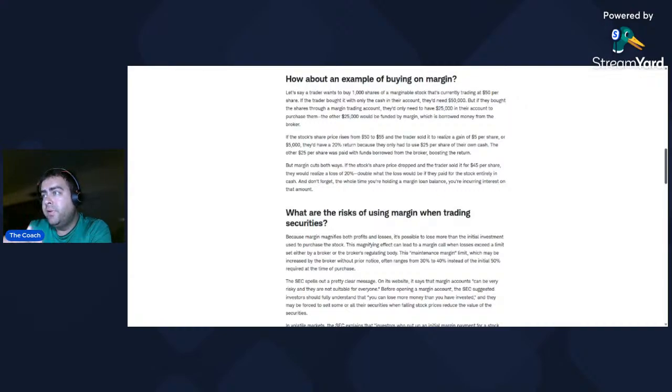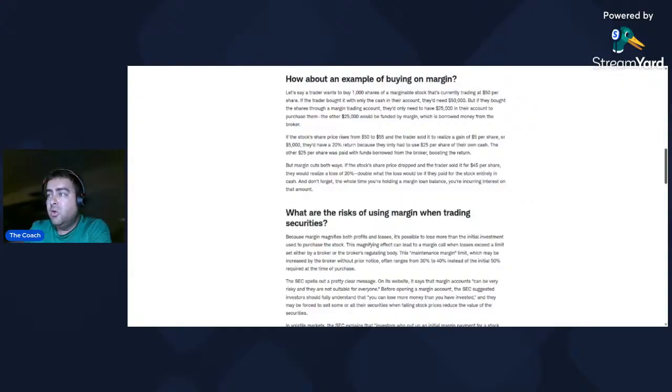The other 25,000 will be funded by margin, which is borrowed money from the broker. And for me, I guess with the margin I'm using, I don't pay any interest because I'm winning all my options trades. If the stock share price rises from 50 to 55 and the trader sold it to realize a gain of $5 per share or 5,000, they'd have a 20% return because they only had to use 25 per share of their own cash.